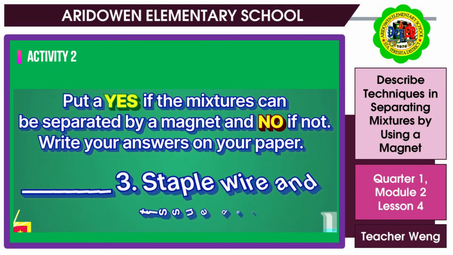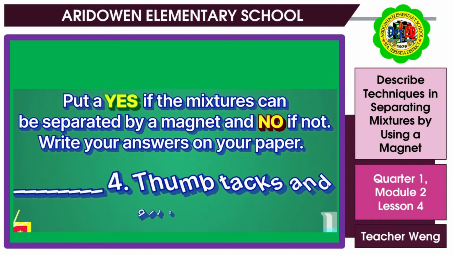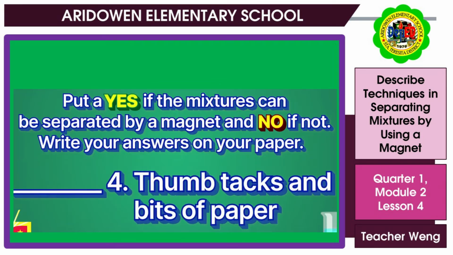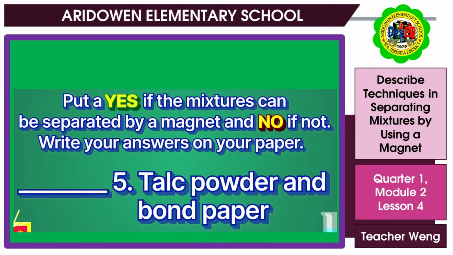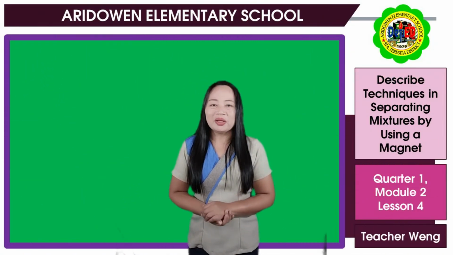Number 3. Staple wire and tissue paper. The correct answer is yes. Number 4. Thumbtacks and bits of paper. The correct answer is yes. And number 5. Tack powder and bond paper. The correct answer is no. We have done, my dear learners.